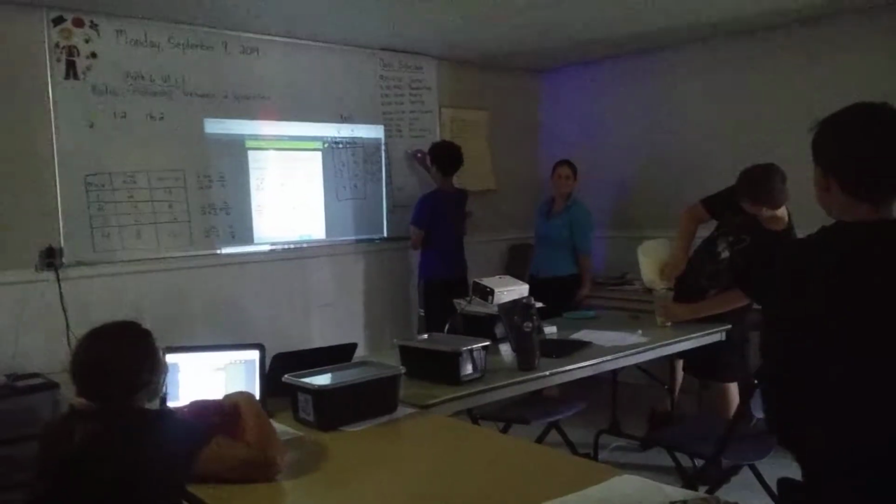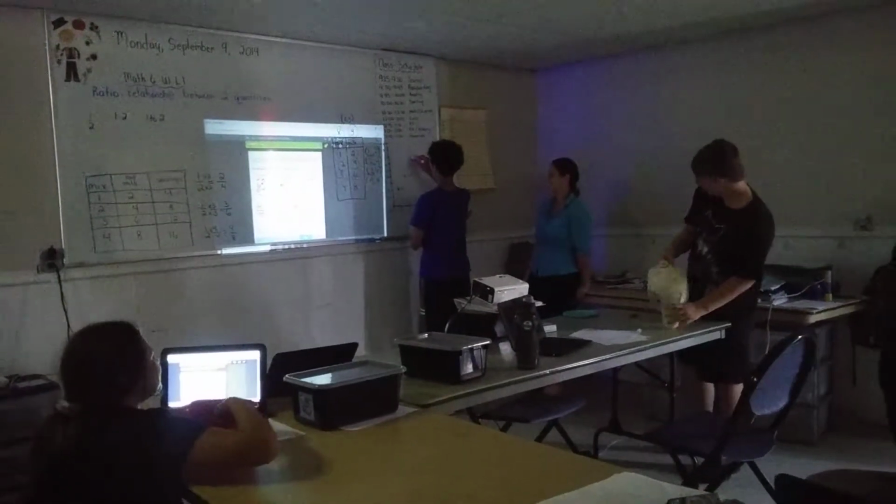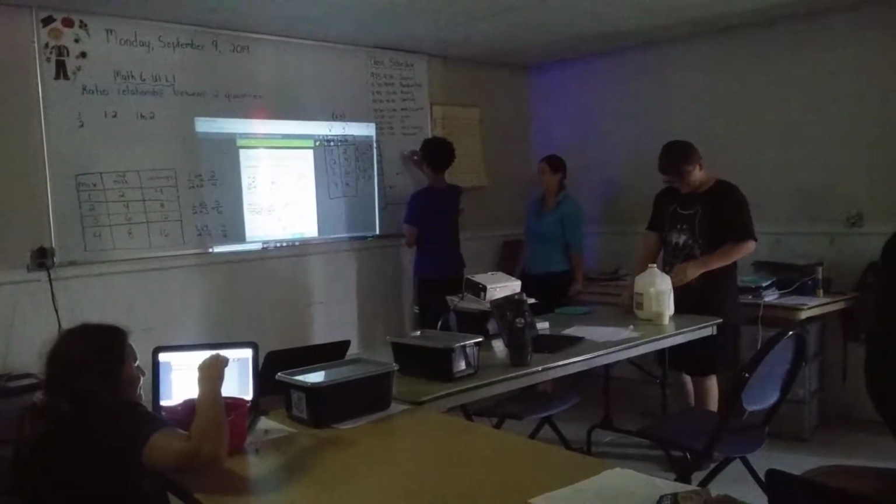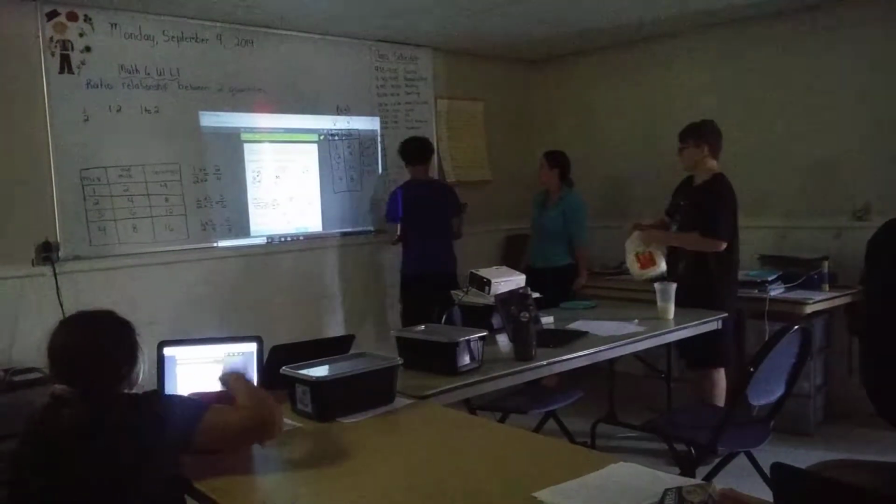Write your coordinate. Frozen milk. Hey, we can make a frozen pudding. It happens. Onyx, come on up.